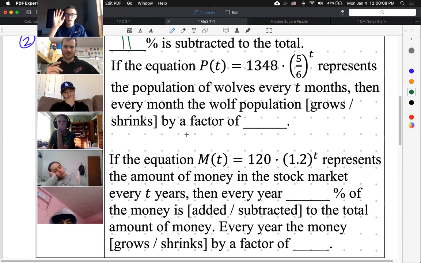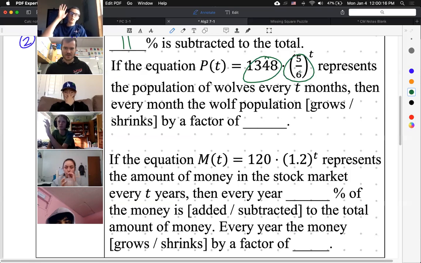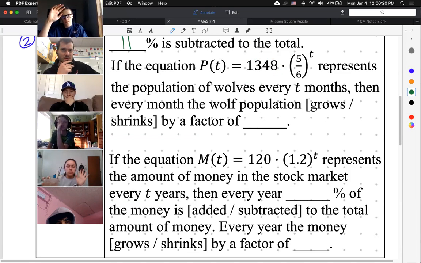Well, first of all, we can answer the first part really easily. Is it going to grow or shrink? Is it going to get bigger or smaller? One of these numbers is going to be really important to us, either that first one or the second one. Is this going to grow or is it going to shrink? Charles?